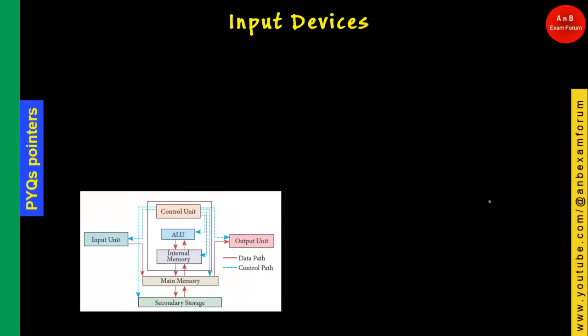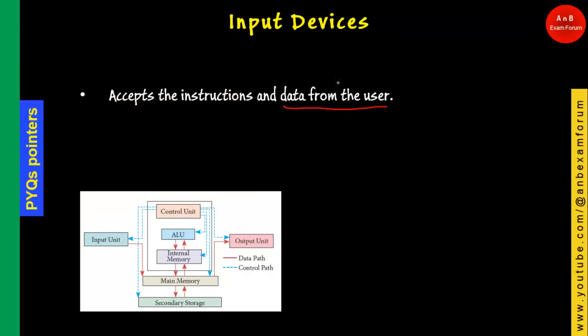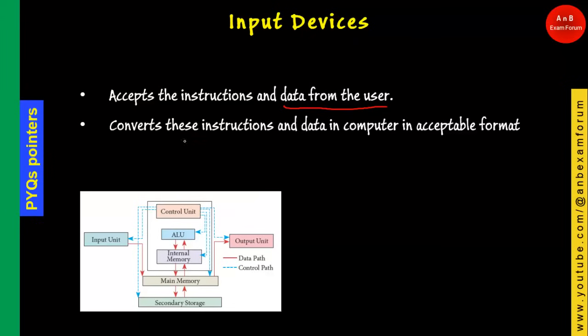The first one is input unit. Let's see the brief about input unit. The first thing is that it accepts the instructions and data from the users. Input devices are basically going to accept the data from the user, and the computer is going to convert this instruction and data into an acceptable format.